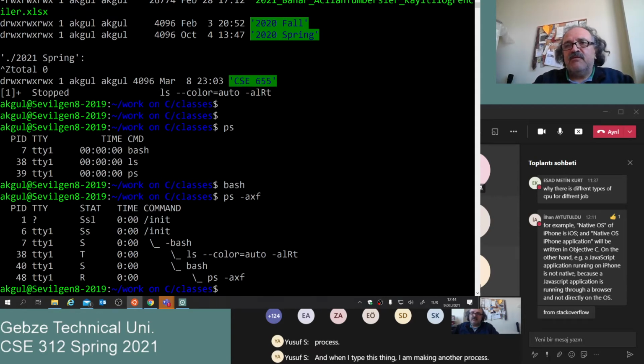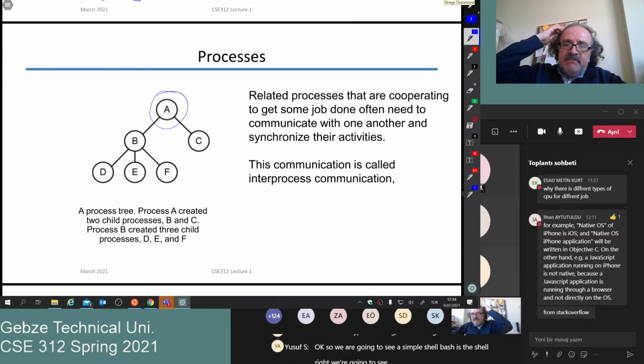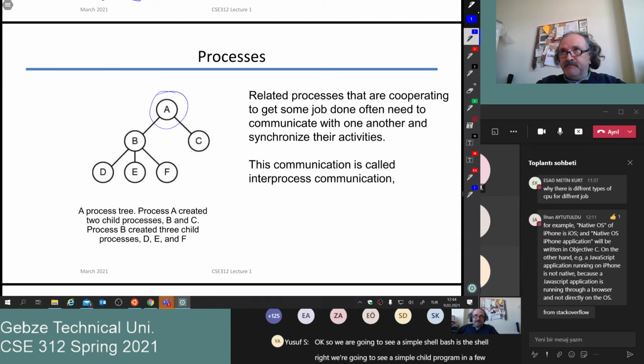So we are going to see a simple shell. Bash is the shell, right? We are going to see a simple shell program in a few minutes.